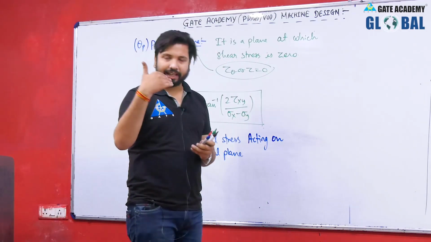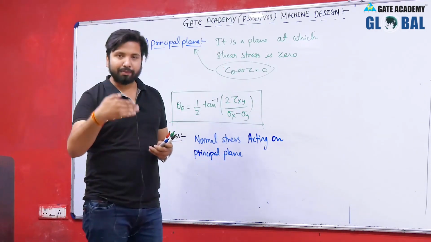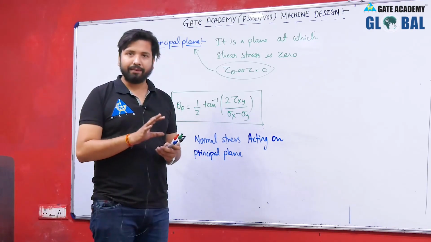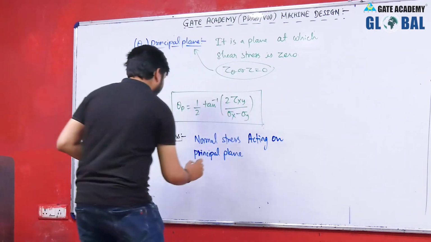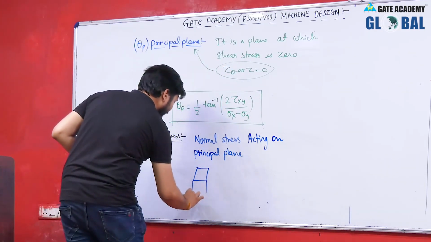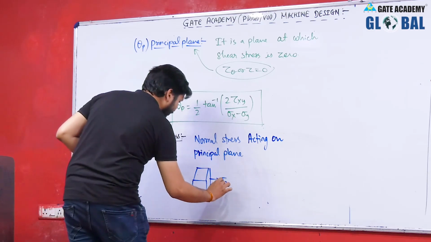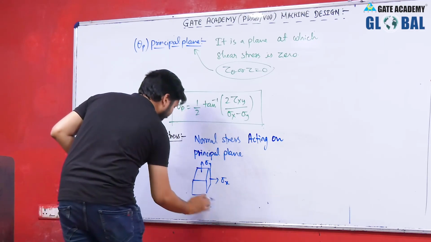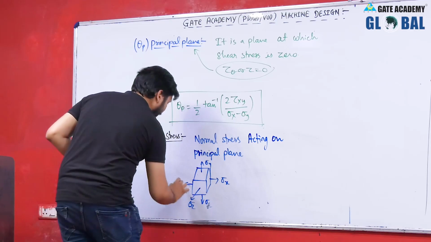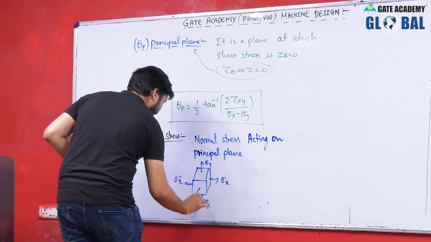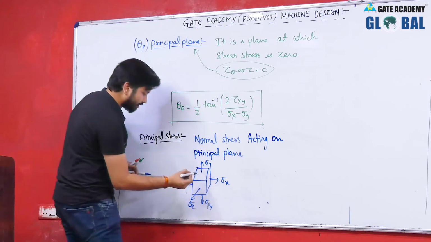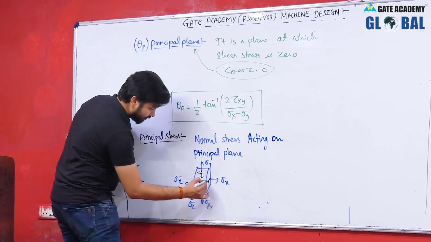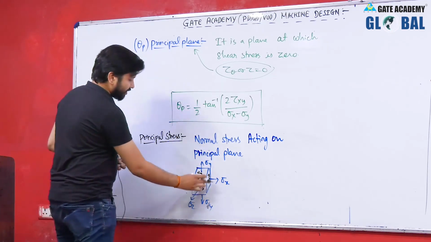If the loading is 3-dimensional, then the principal planes will be 3. In 2-dimensional loading also you will be having 3 principal planes. Now what is the situation if there is a 3-dimensional loading like this, sigma x, sigma y, sigma z, and all the planes carry shear stresses like this. So, all these stresses are shear stresses.